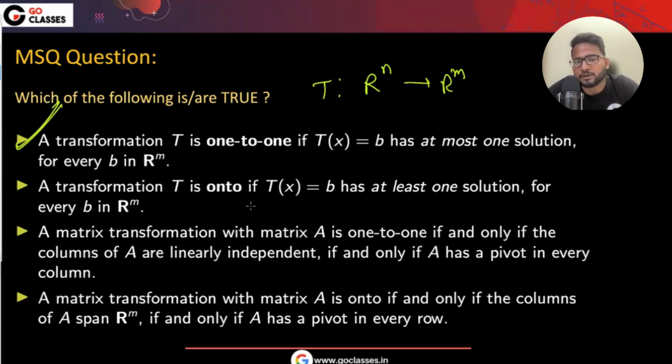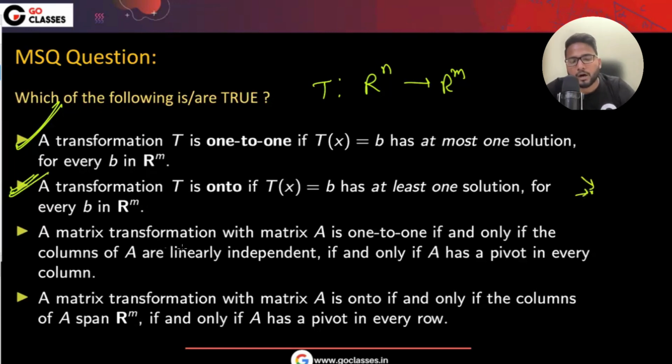What about this? A transformation T is onto if Tx equal to b has at least one solution. I think that's also fine because that's what we want in onto, at least one solution. I mean, one of these may map to multiple, that's okay, but I want everyone to be covered. So yeah, at least one solution.